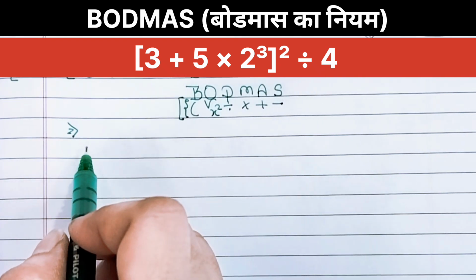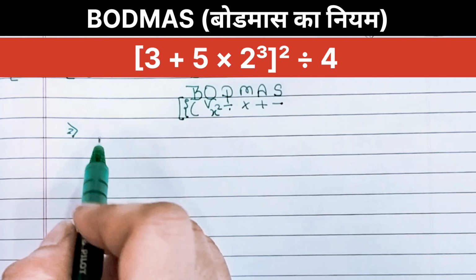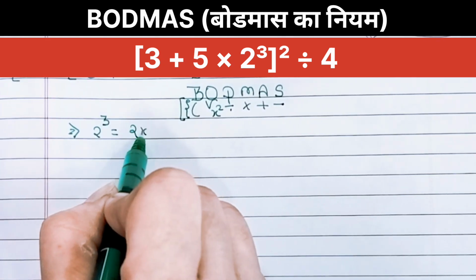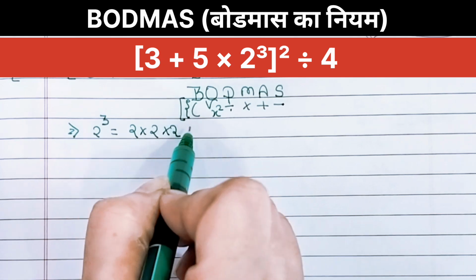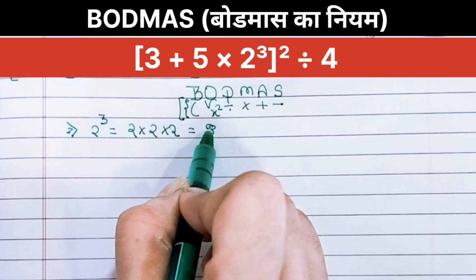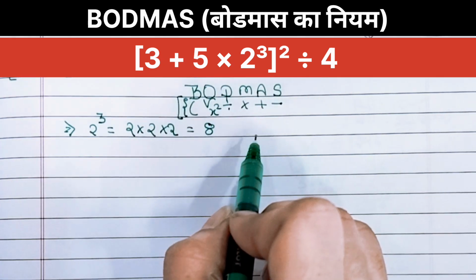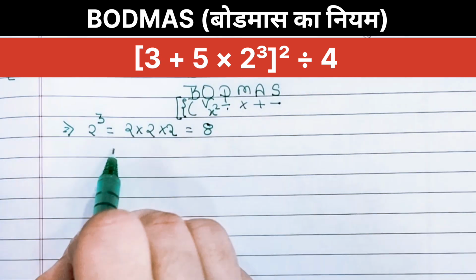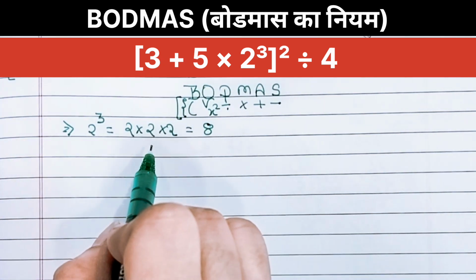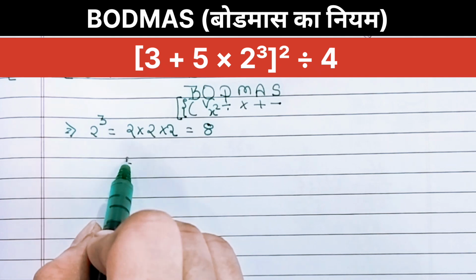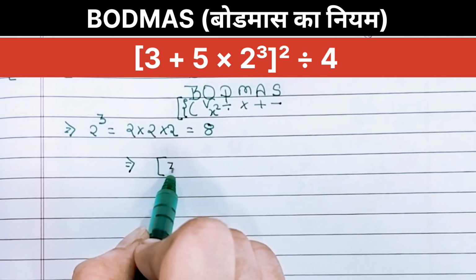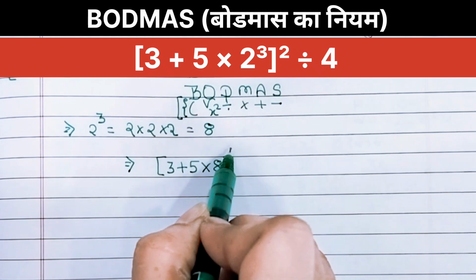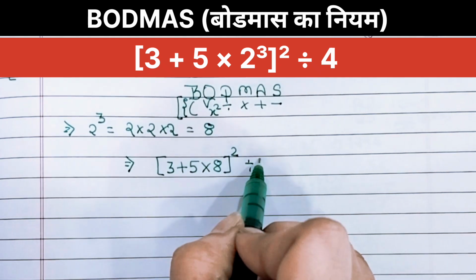Now the first step: simplify the exponents inside the brackets. So there is a 2 cube. 2 cube is 2 multiplied by 2 multiplied by 2. It will become 8. According to this step, BODMAS says we must work inside the bracket first. Inside the brackets, exponents take priority over addition and multiplication. So now the current expression becomes 3 plus 5 multiplied by 8, all squared, divided by 4.